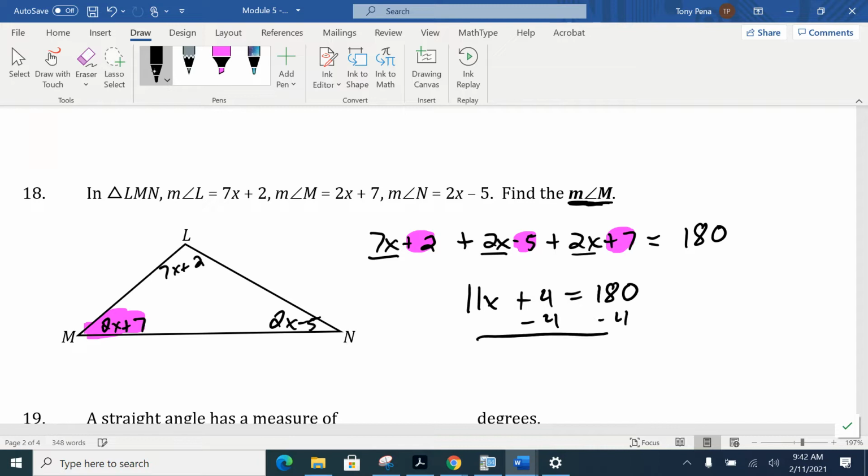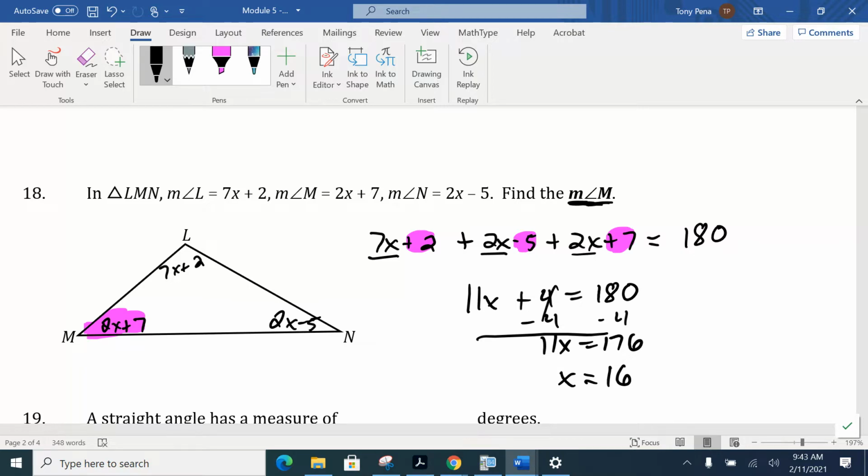Solve this for x. So subtract our 4. 11x equals 176. Divide. It's got to be 16, right? Because we just did it before. Yeah, so x equals 16. In number 17, that was your answer. So on tomorrow's quiz, in 17, x is the answer.